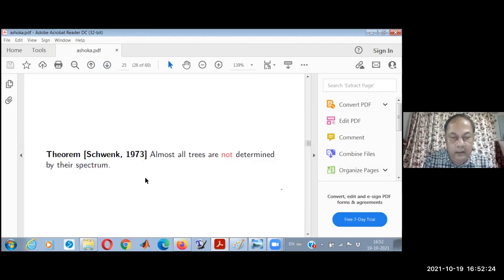Okay, so this is the result I want to talk about. Schwenk in 1973 proved that almost all trees are not determined by their spectrum. So this is a sort of surprising result. What this means is, if you give me a tree, maybe a large enough tree, then with probability 1, I can find another tree which is not isomorphic but has the same eigenvalues. The proof is not difficult, but it's interesting. It's tricky, and it uses some kind of a trick of grafting on trees and such things. This paper is easily available.